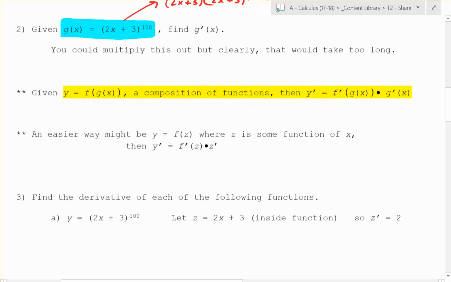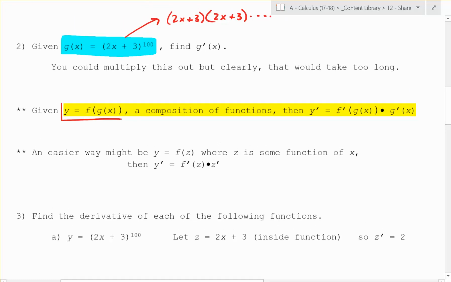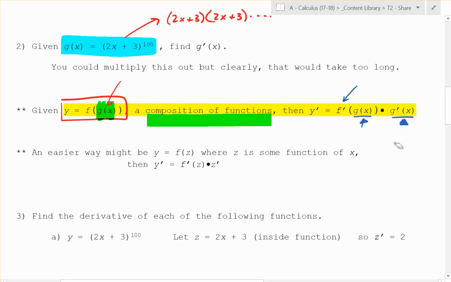Here's the technical definition. It says that if y is some function f composed of g, meaning the function g is plugged into f, which is called a composition of functions, then y prime is the derivative of the outer function at the inner function times the derivative of the inner function. Looks kind of complicated, but once you practice it out, it'll be really quick.